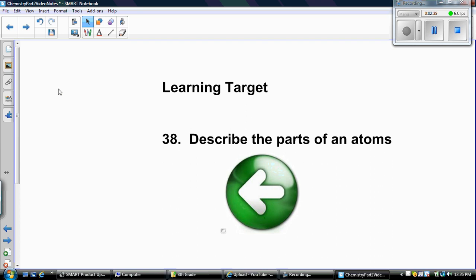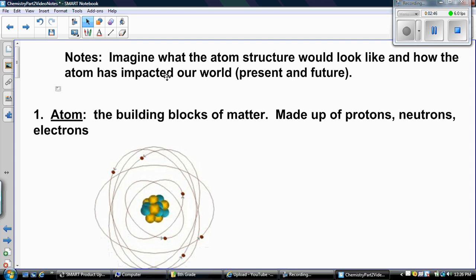So this is Learning Target 38, describe parts of an atom. So we've gone over this target before in 6th grade, so this video should be a review with a few new terms. And pretty much this target is just getting those basic terms across, the basic vocab that you need to know in order to move on in our chemistry part 2 unit.